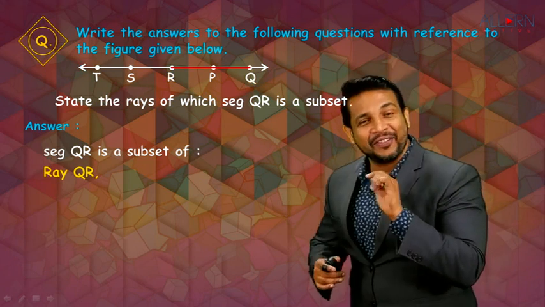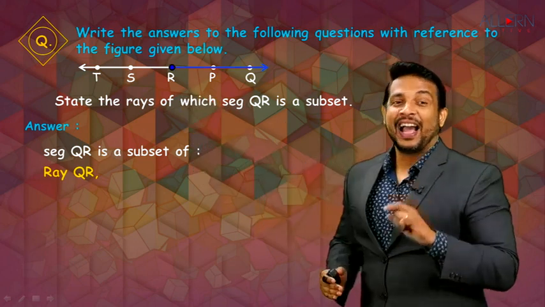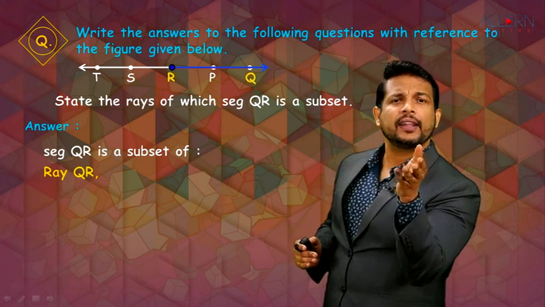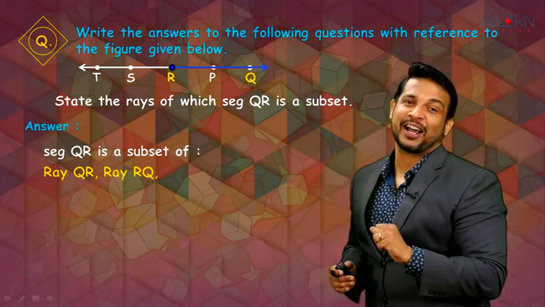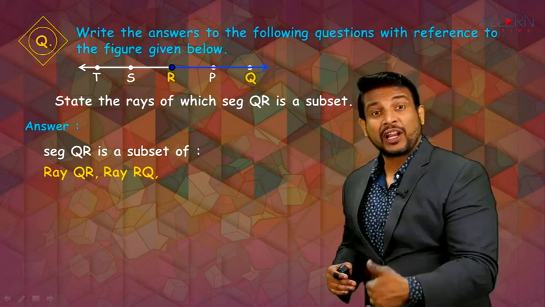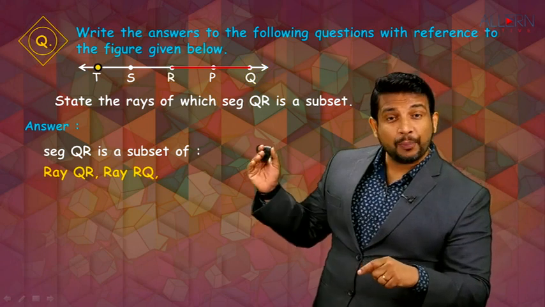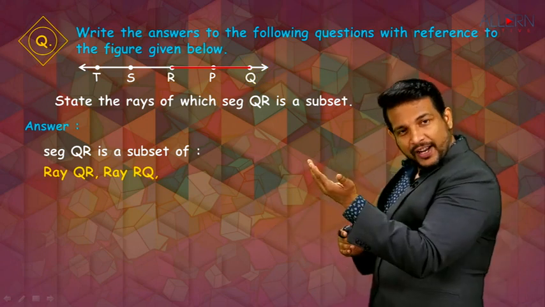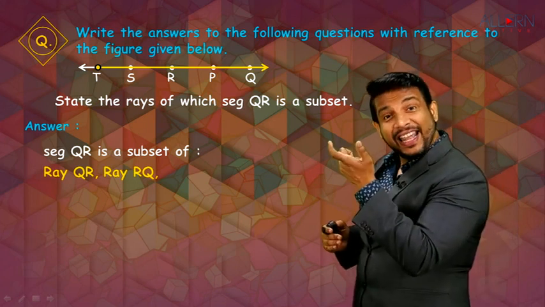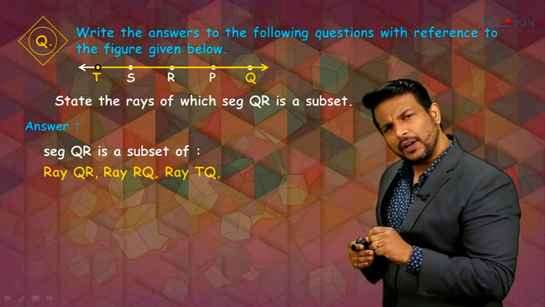No, we can have a different one. Observe, if you start from R and move this way, does this ray contain QR? Yes, it contains it. What is that? It is nothing but ray RQ. So we got two. Can we have more rays which contain segment QR? Yes. Suppose we start from T and move in the direction of Q. Does this ray contain segment QR? Yes, that means ray TQ is another ray.